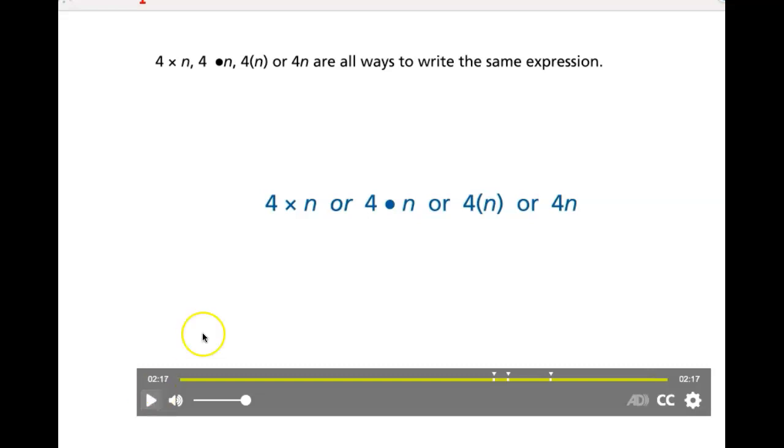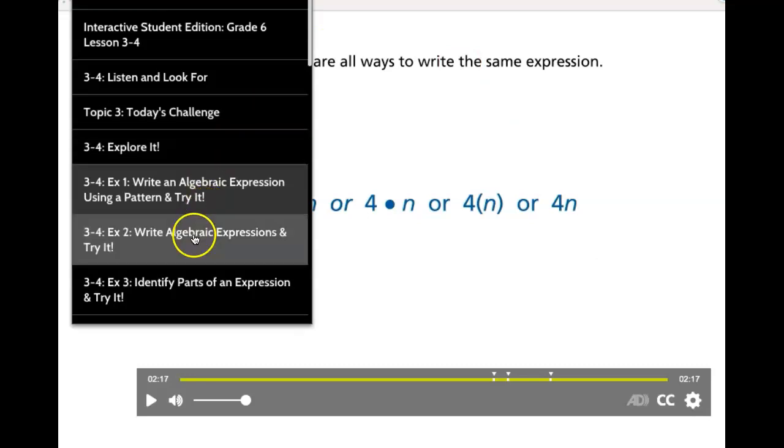But in an algebraic expression, to write it neatly, I recommend writing 4n without the parentheses, without the dot, without the x. But it doesn't mean this is not correct. It doesn't mean they are not equivalent to each other. But a good way of writing it in algebra is the last one, 4n. You're going to try to work on this later on page 2. So let me look at example 2.